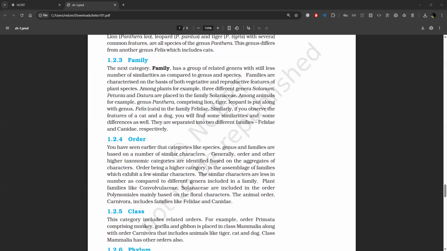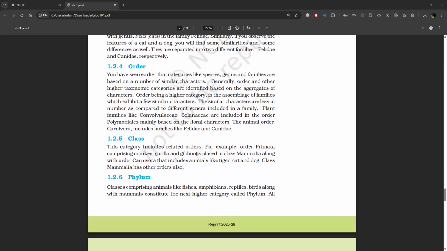1.2.4 Order. You have seen earlier that categories like species, genus, and families are based on a number of similar characters. Generally, order and other higher taxonomic categories are identified based on the aggregates of characters. Order being a higher category is the assemblage of families which exhibit a few similar characters. The similar characters are less in number as compared to different genera included in a family. Plant families like Convolvulaceae and Solanaceae are included in the order Polymoniales based on the floral characters. The animal order Carnivora includes families like Felidae and Canidae.